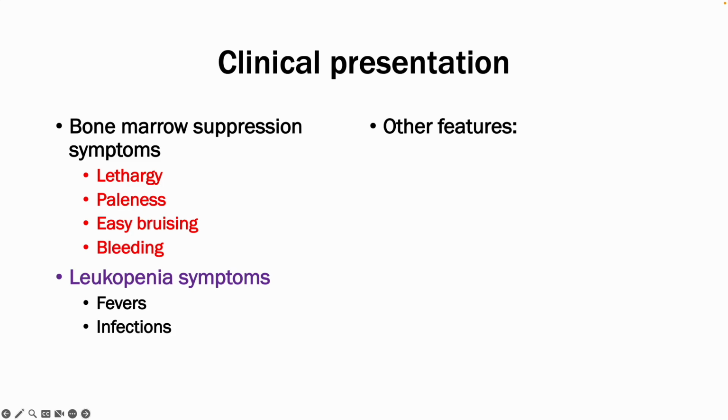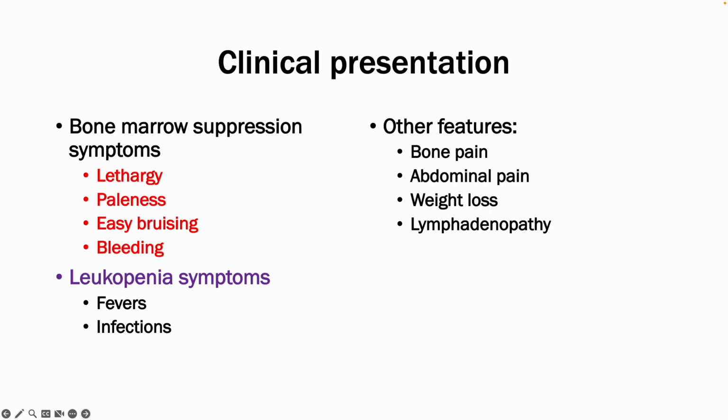Other features to be aware of include bone pain, abdominal pain, weight loss, lymphadenopathy, and hepatosplenomegaly. Symptoms can be non-specific, and patients may present with some, not the others, or present with some non-specific symptoms, and therefore further investigations are key for an accurate diagnosis.